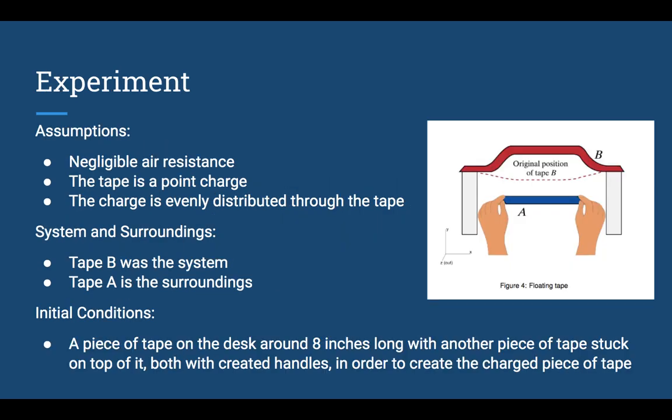So the actual experiment assumes negligible air resistance, the tape is a point charge, and the charge is evenly distributed. The figure showing here has tape B as the system and tape A as the surroundings. The initial conditions were that a piece of tape was on my desk around 8 inches long, with another piece of tape stuck on top of it. These both had handles in order to create the charged piece of tape.